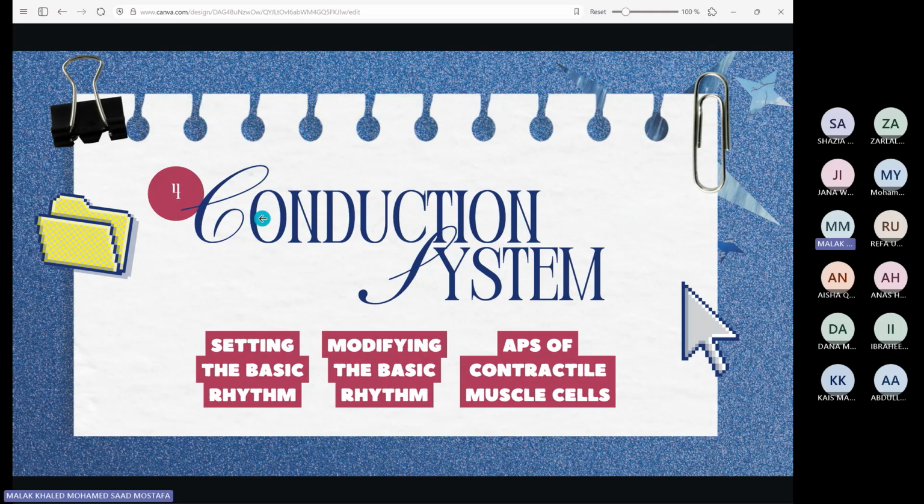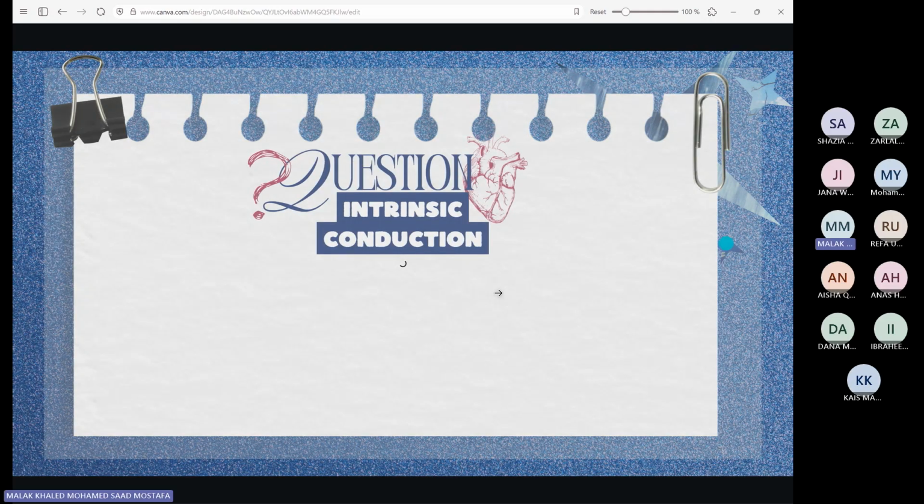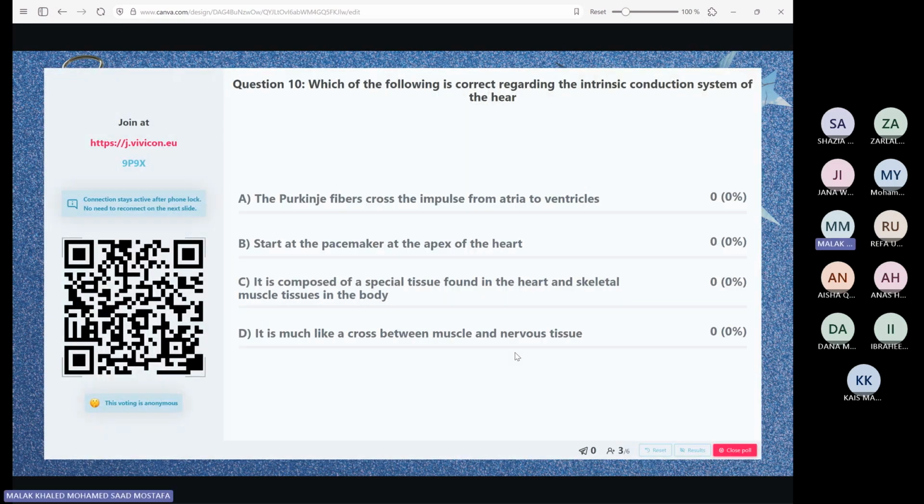Okay, so we'll have a quick run through of the conduction system, just setting the basic rhythm. So the intrinsic conduction system. Before we start, there is a question. Which of the following is correct regarding the intrinsic conduction of the heart? We have Purkinje fibers cross impulses from atria to ventricles, start at the pacemaker at the apex of the heart, or composed of special tissue found in the heart and skeletal muscle tissue, or much like a cross between muscle and nervous tissue.